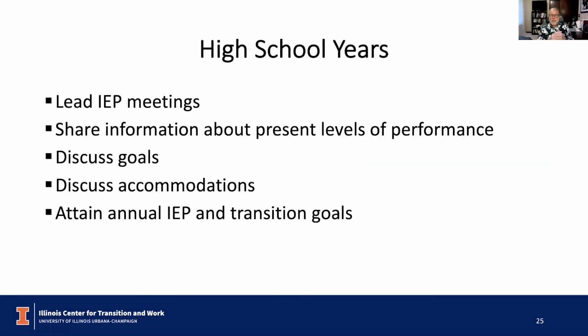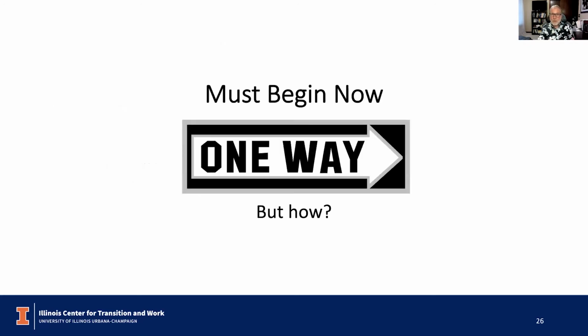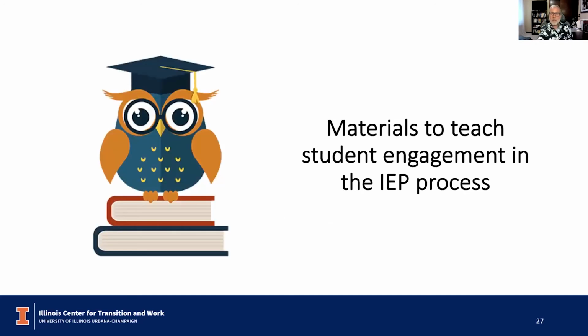In high school, students should be able to lead their own IEP meeting with coaching, of course, share information about their present levels of performance, discuss their goals, discuss accommodations, and then work on attaining their annual IEP and transition goals. But to do this, we have to begin now. We have to start doing this now, wherever students are at, and wherever educators happen to be as well.